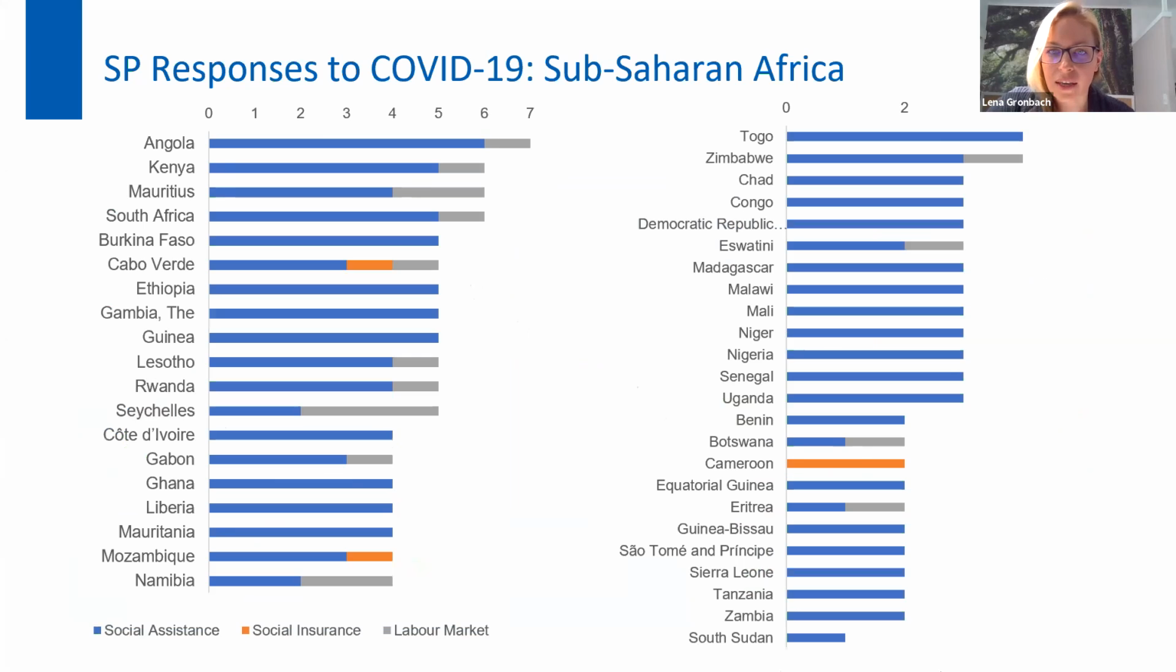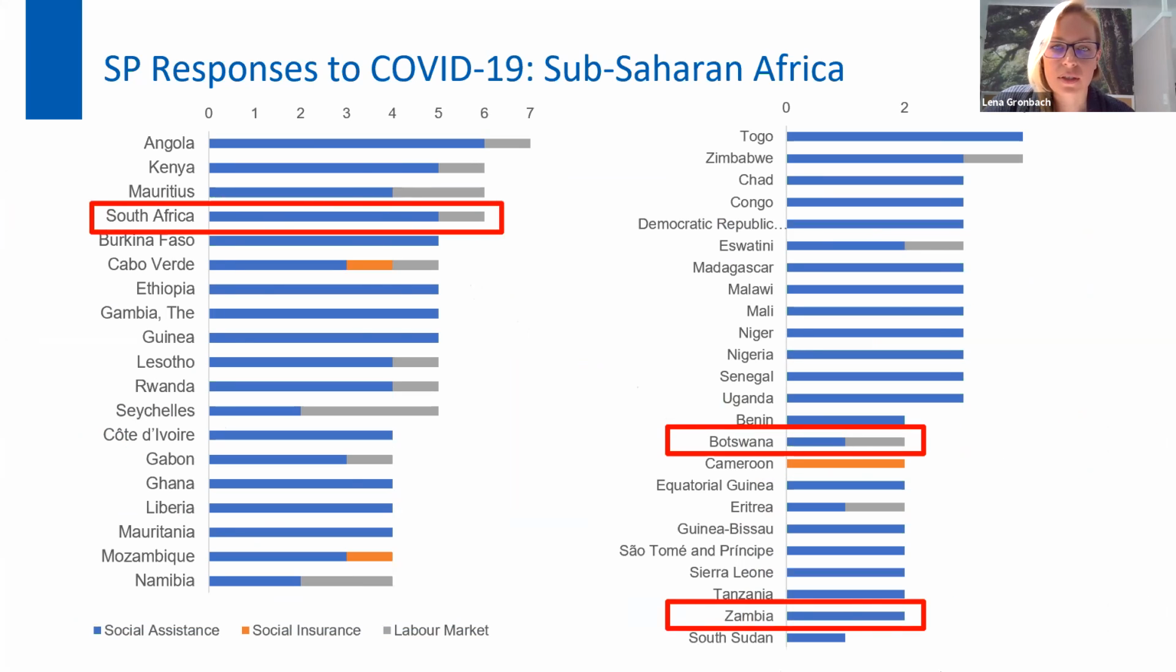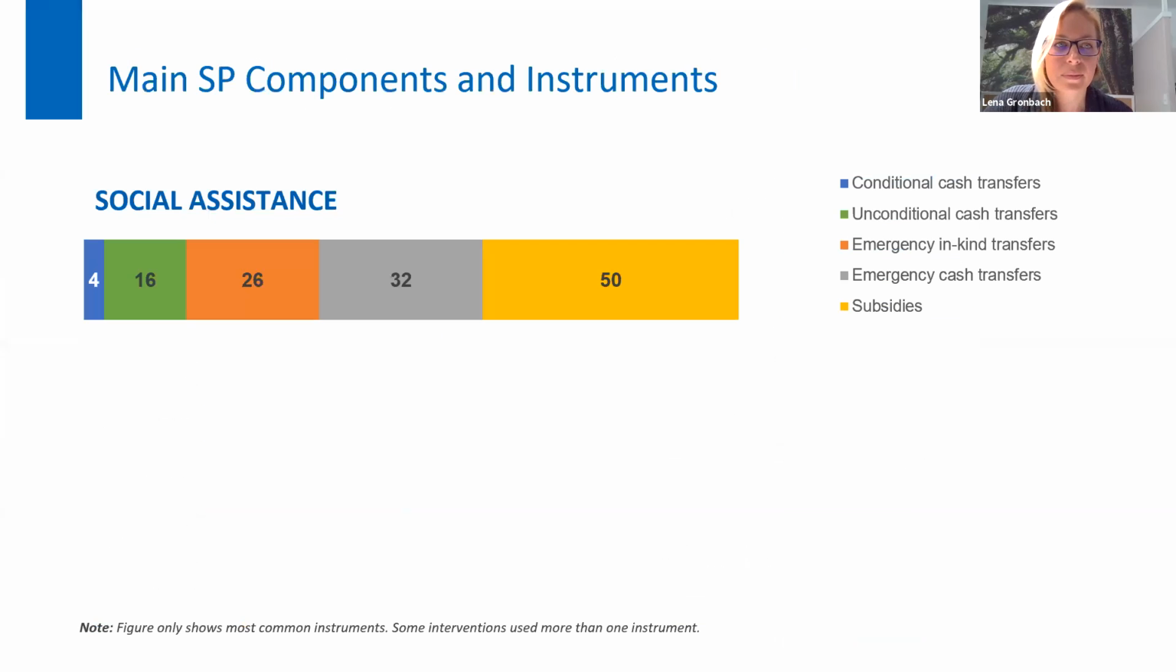And as you can see, everything in blue is social assistance. So really very, very clear a focus on those kinds of interventions. And just zooming in, those are the countries that Jeremy will take a closer look at later. South Africa is among the top runners in terms of number of responses, whereas Botswana and Zambia are really more towards the end with only 2 or 3 different responses there.